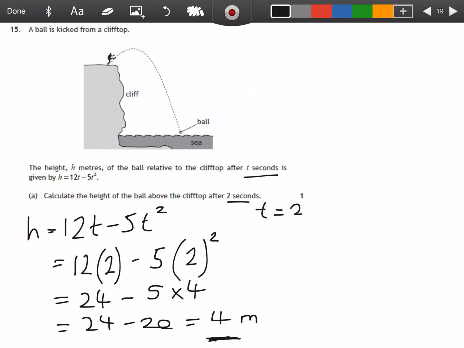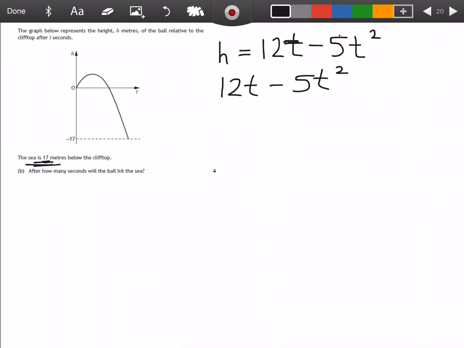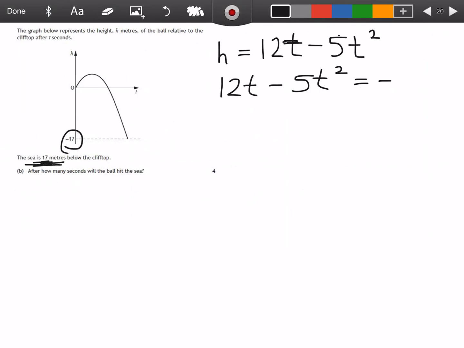So that means the height must be, let me just go back. The height is the ball relative to the cliff top. So the height must be, what is the height? Negative 17. The height is negative 17. So I make it equal to negative 17. Okay? How many seconds? So basically we need to work out what t is here. Now, it looks a bit strange. It's got a t squared, it's got a t, it's got a number.